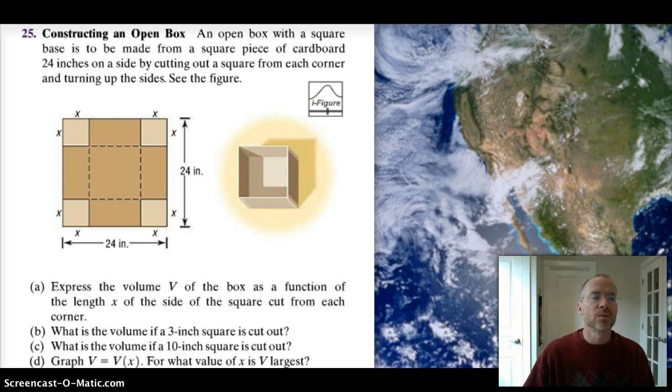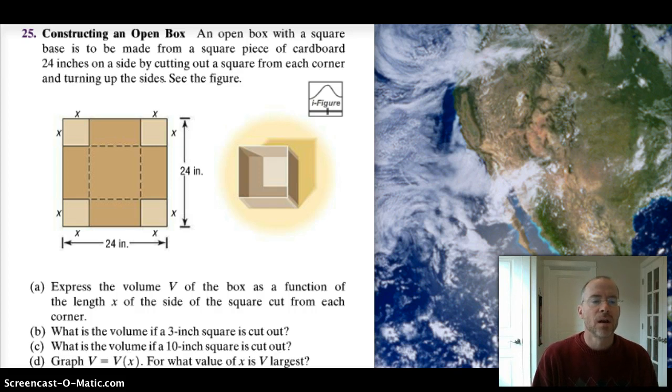It says an open box with a square base is to be made from a square piece of cardboard 24 inches on a side by cutting out a square from each corner and turning up the sides. So you see the figure shows you start with a square of cardboard, you cut out squares from the corner, an unknown dimension of x on a side, you throw that away and then you fold up the edges to make an open box. We're supposed to express the volume of the box as a function of the length of the side of the square cut from each corner.